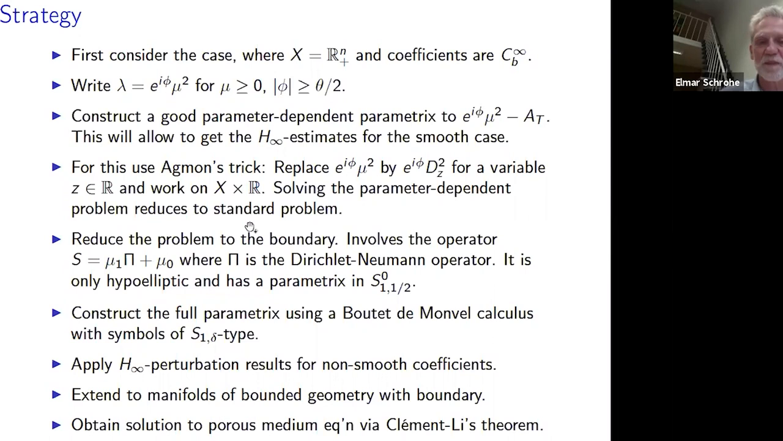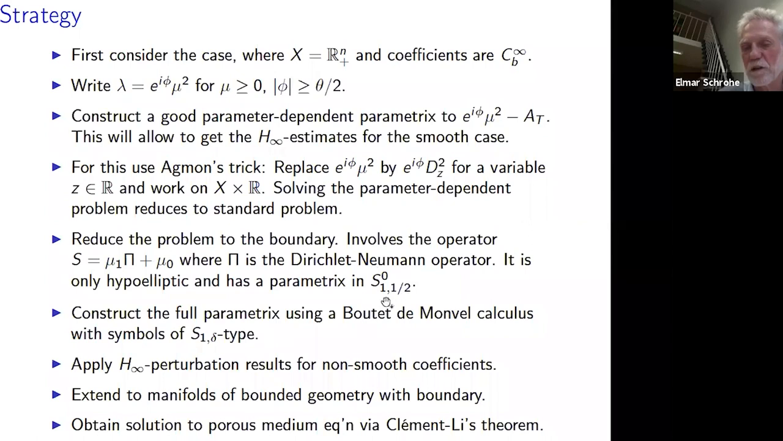The interesting point comes now. We reduce this problem to the boundary. So from R^n plus, you go to the real line, that is to R^n. And this involves naturally this operator here, namely, recall this function mu one is the coefficient of gamma one, and the function mu zero is the coefficient of gamma zero. And we now come to this operator S, mu one pi plus mu zero, where pi is the Dirichlet-to-Neumann operator. So this operator, when we had this condition that mu one is positive in some places and zero in other places, is a first order operator in some places and a zero order operator in other places. So certainly it's not elliptic, but it turns out it is hypoelliptic and it does have a parametrix, and the parametrix lives in this a bit awkward symbol class, namely S^0 with indices 1, 1/2.